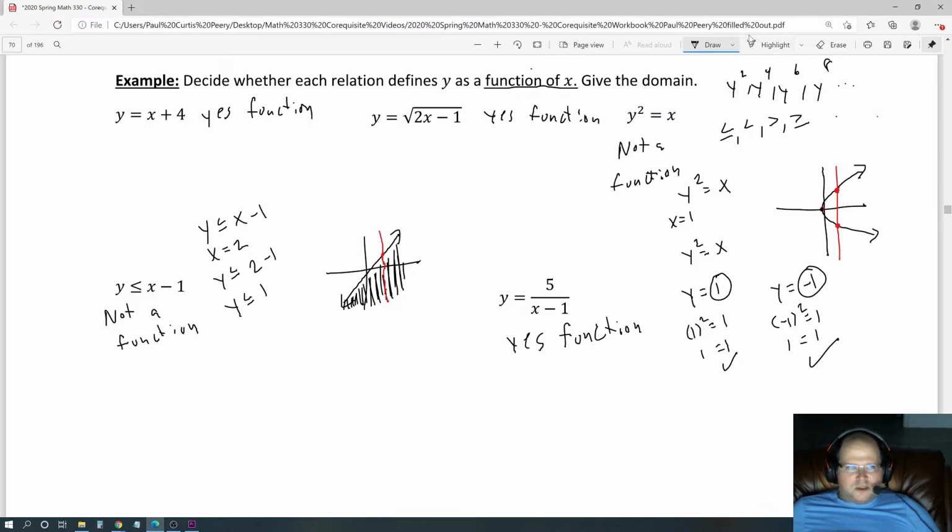Okay, now let's do the domain. Domain is a different question. So these over here are the function questions.